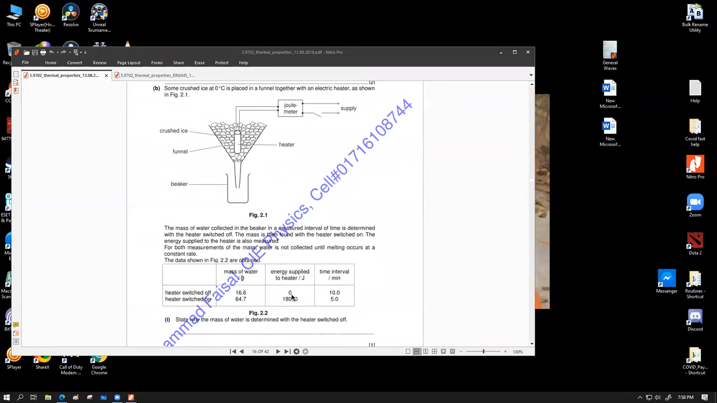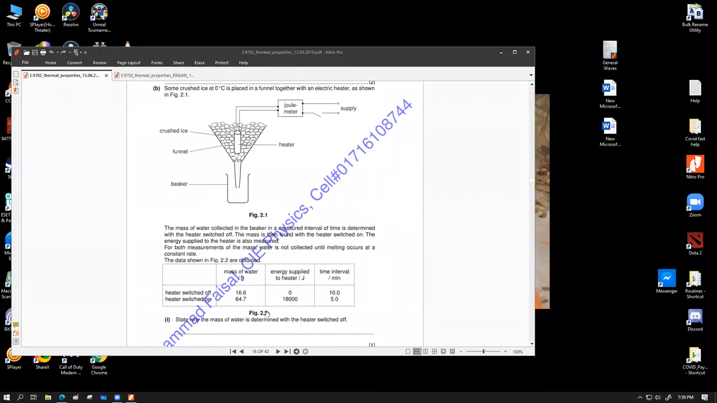And then the energy supplied to the heater is zero, because we kept the heater switched off, which means no energy was being supplied whatsoever. So it was zero, and the time interval was 10.0. For this experiment, with the heater switched off, the heat energy gained from the surrounding to make the melting process possible was measured for 10 minutes. Now if you wonder why 10 minutes, it is because we would like to get a bigger amount of water preferably, so that our error is less. So we measured the ambient heating for 10 minutes.